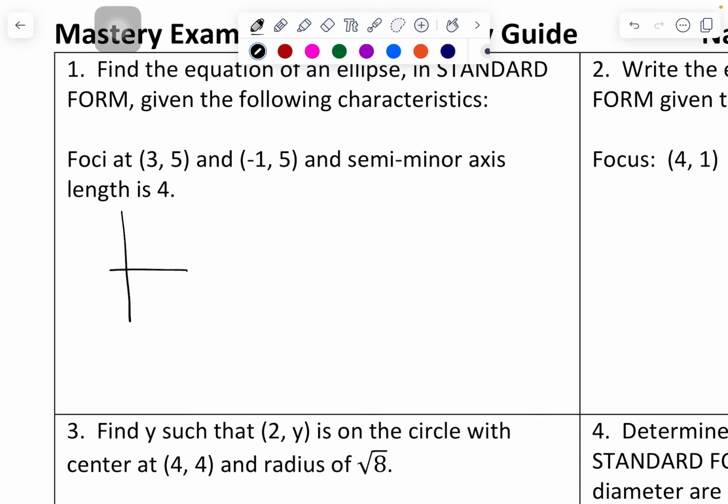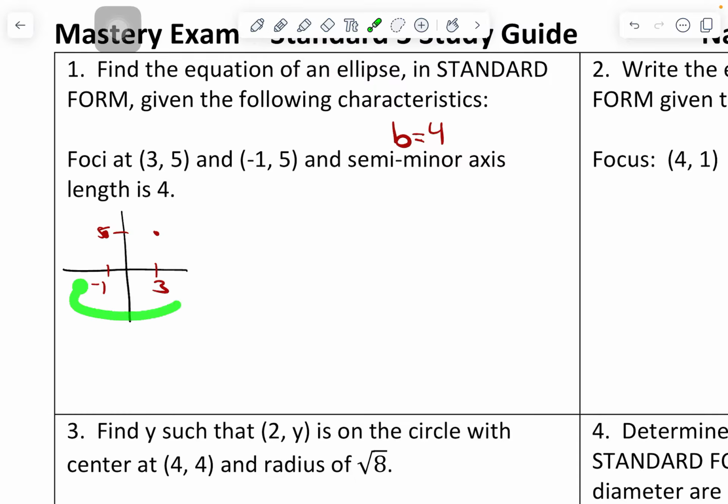All right, so let's see how quickly I can graph this. We've got 3, 5. So there's a focus. And then negative 1, 5 is the other focus. Semi-minor axis length, that's going to be b is equal to 4. All right, so the center is going to be halfway between 3 and negative 1. So that would be, I think, 1, 5.